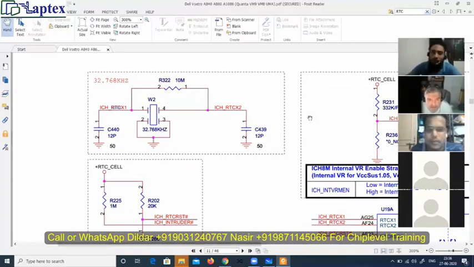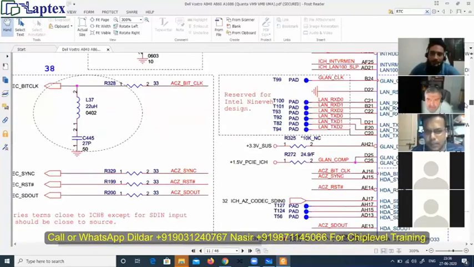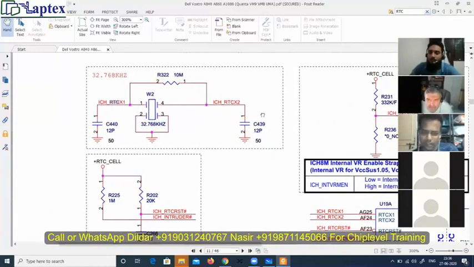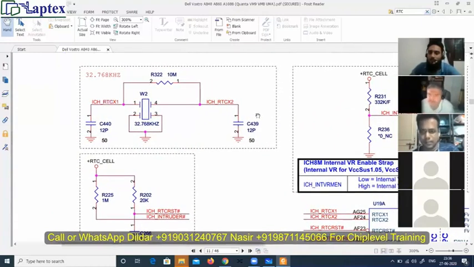Let me go to the power sequence, if it has some. One more question: is there any specific way to check whether the crystal is working or not? Any secrets? Very good question, thanks. I have a secret machine for this. DSO. The oscilloscope is your friend.